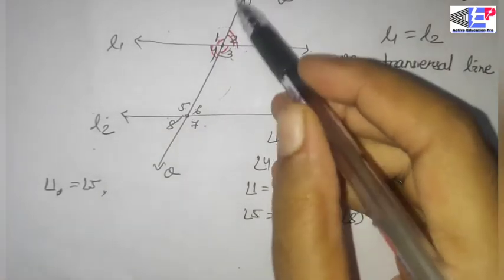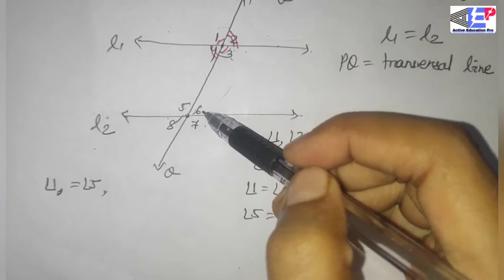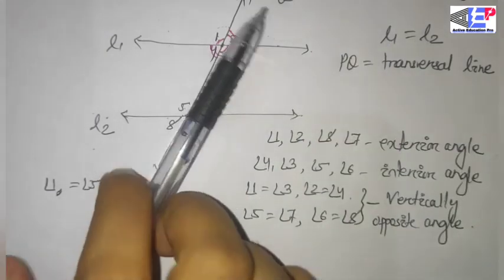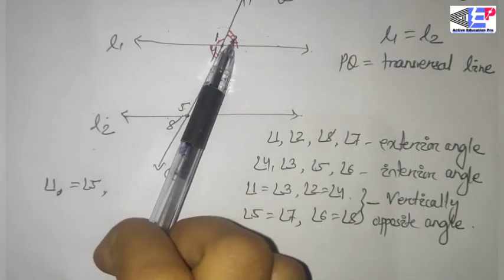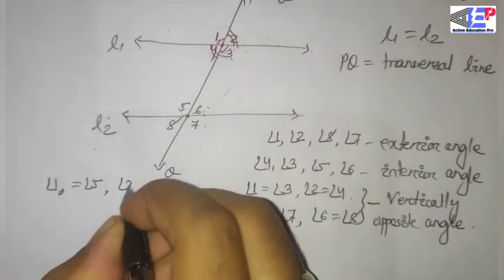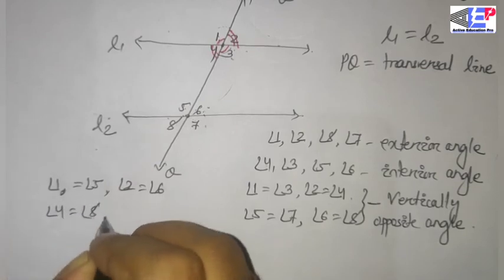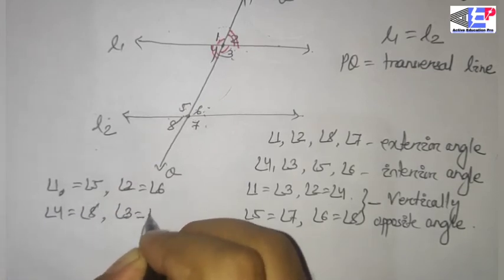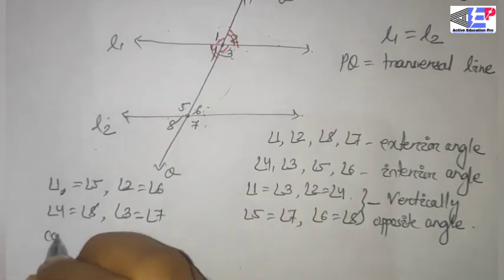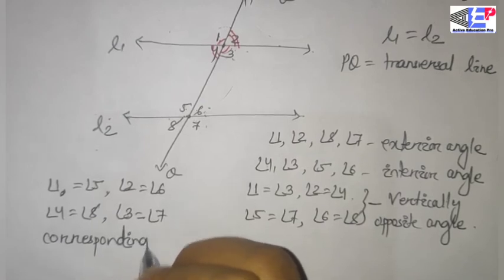Similarly, 2 is the right side exterior angle of L1 and 6 is the right side interior angle of L2. So 2 is equal to 6, and like 4 is equal to 8 and 3 is equal to 7. These are the corresponding angles, which have the same values.